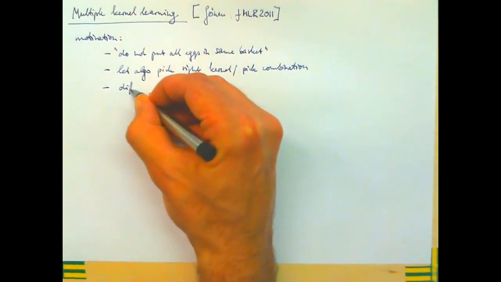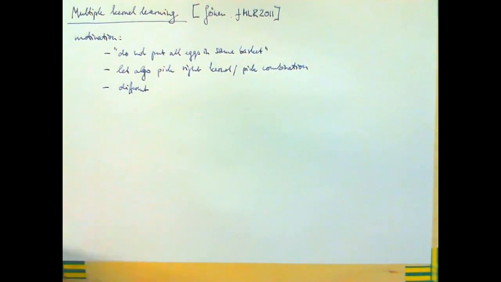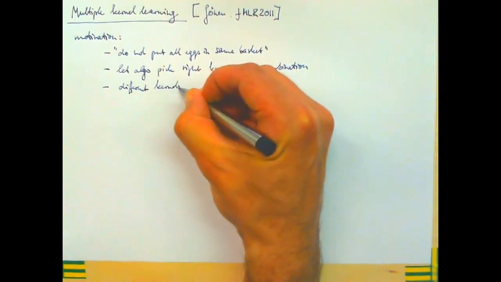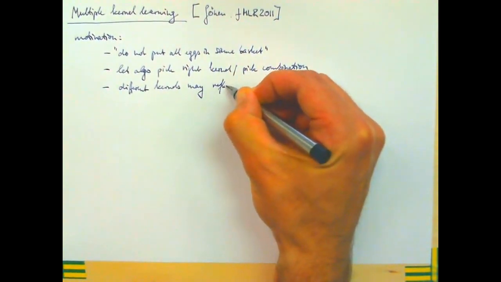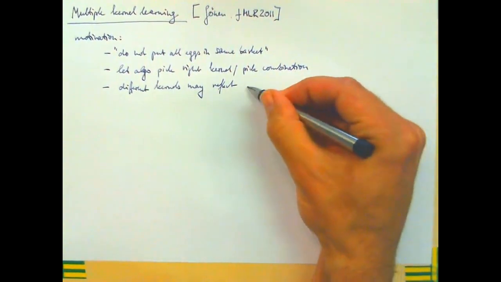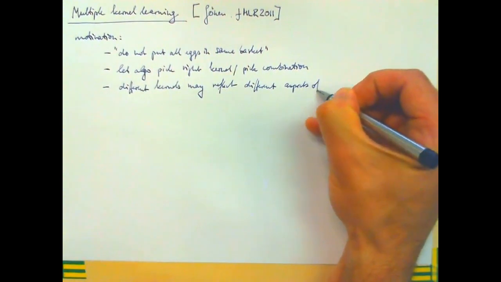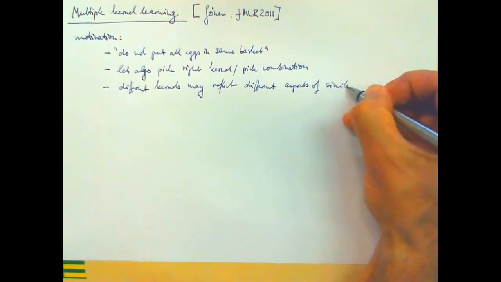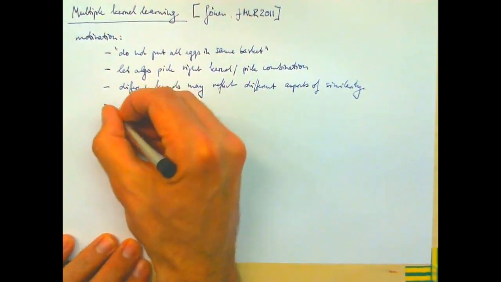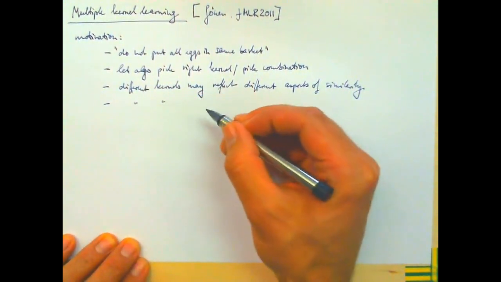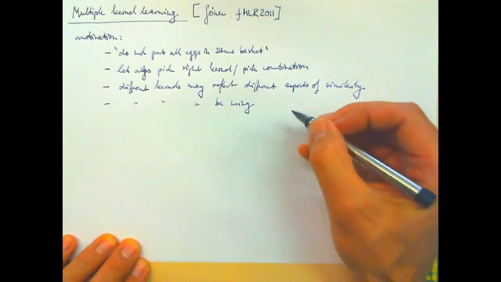Sometimes your data might have different aspects, and different kernels may reflect different aspects of similarity. And finally, different kernels may be using inputs from different representations.